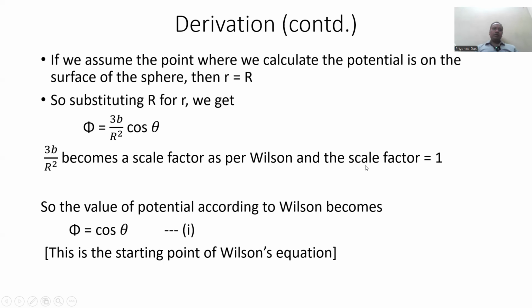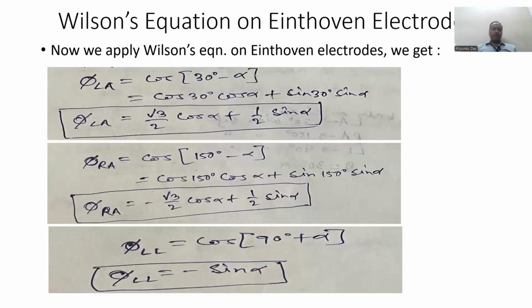Okay, so the value of the potential phi according to Wilson now becomes phi is equal to cos theta only. Put this as equation number 1, and this is the starting point of Wilson's equation, where the particular expression becomes phi is equal to cos theta. Okay, so now we will try to evaluate Wilson's equation on Einthoven's electrodes.